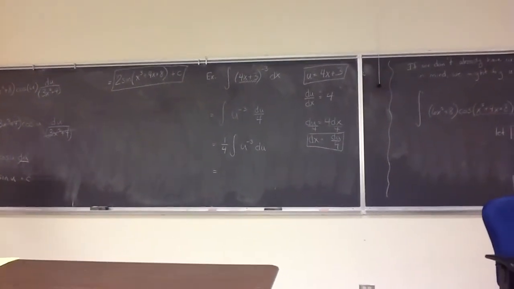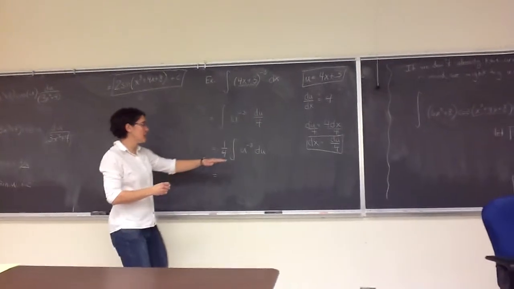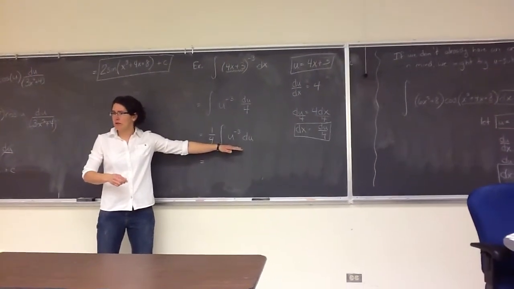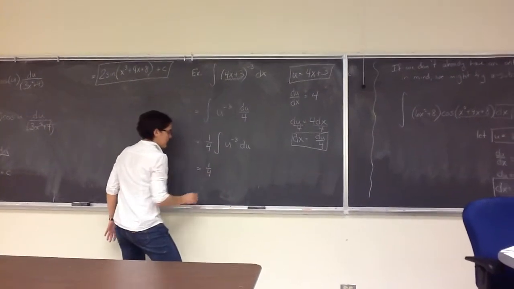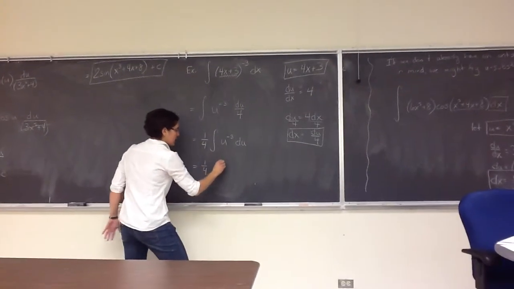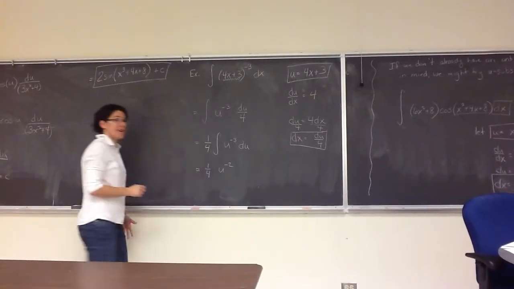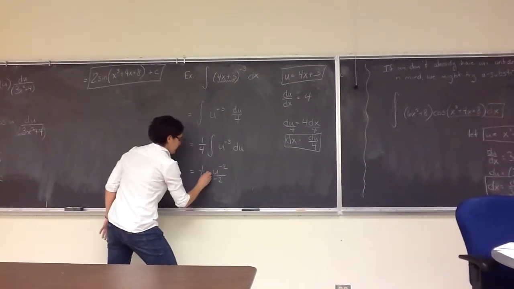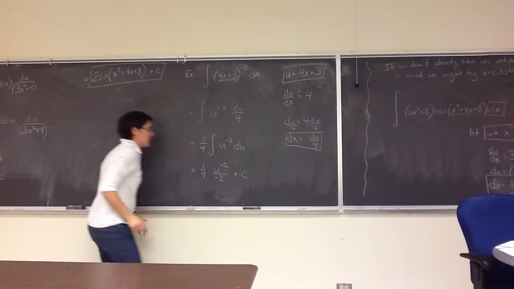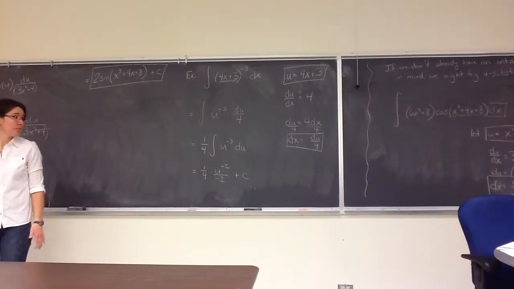We made a choice for u. We've substituted in, turned our integral entirely into u's. Now we can take our antiderivative. So 1/4, we're going to add 1 to the power, so we've got u to the negative 2 divided by negative 2. And then we've got a plus c at the end.